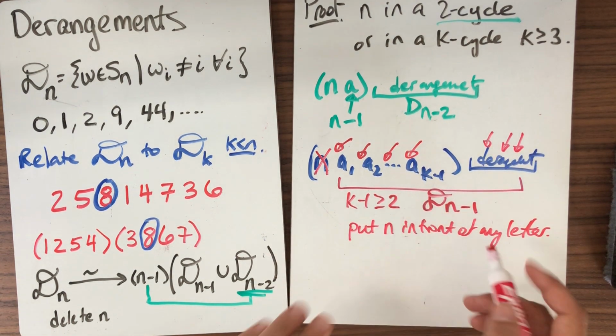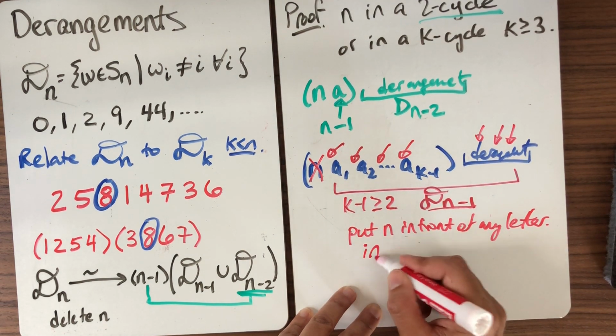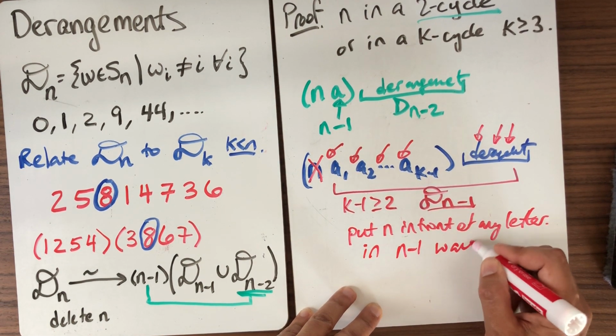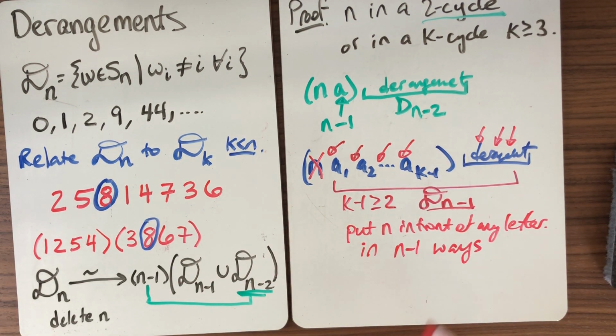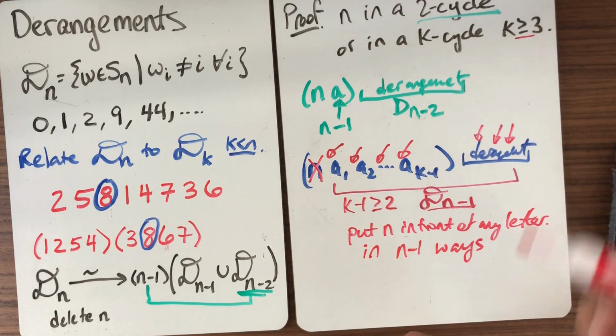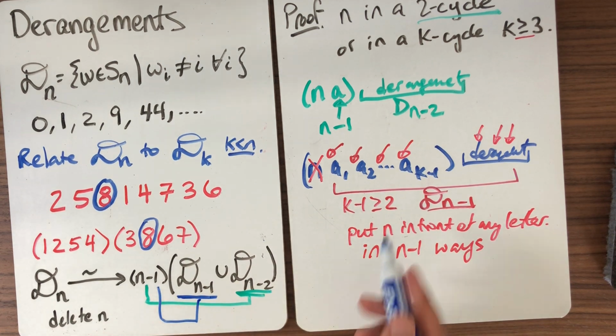So take your derangement of n minus 1 and pick any of the n minus 1 letters and stick the letter N in front of it. And now you're going to have a derangement where N is going to be in a cycle of at least size 3. So this gives us this second term. And the multiplicity here comes from choosing a number to put N in front of. The same thing as here. It's the same concept of choice here, but it's a little bit different.